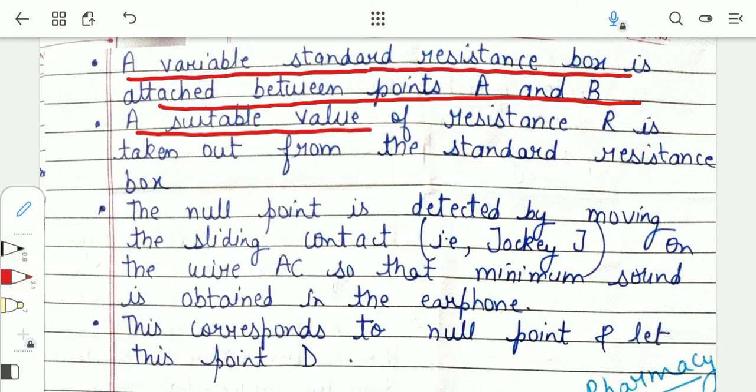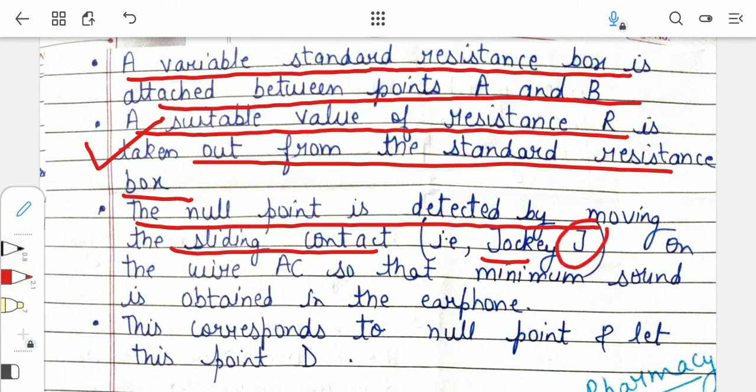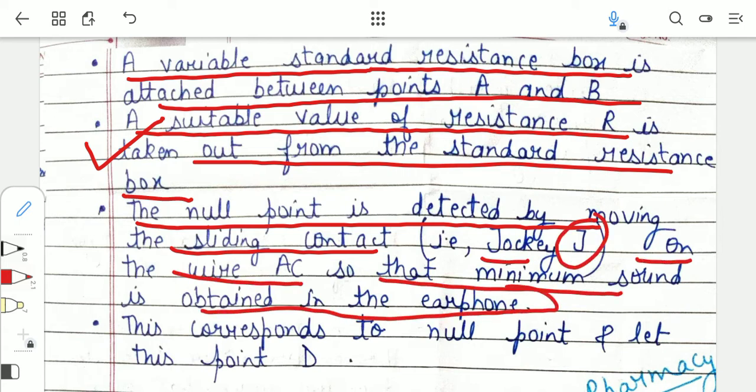A suitable value of resistance R is taken out from the standard resistance box, and the null point is detected by moving the sliding contact, that is the jockey represented by J, on the wire AC, so that minimum sound is obtained in the earphone. This is basically practical work on how we calculate the resistance by using the Wheatstone bridge, and you will understand this point better if you have actually performed an experiment that involved the Wheatstone bridge.